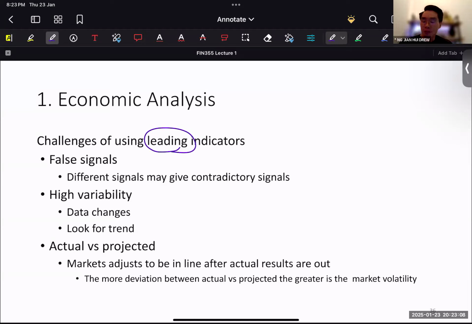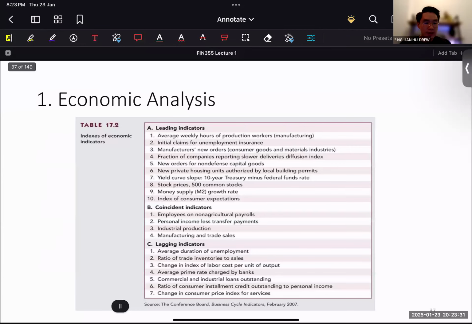Sometimes there can be some false signal, contradictory signal that changes the patterns. Of course, there's high variability as well. Data changes, trend changes. So things can change, right? So this is the whole list of leading indicators.